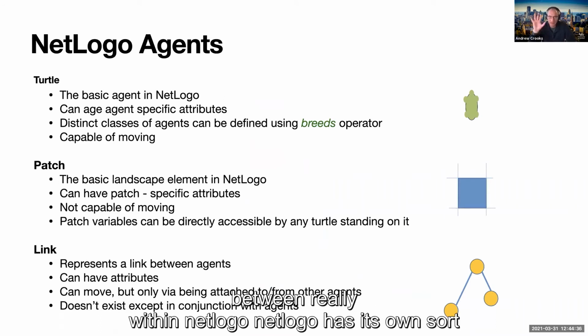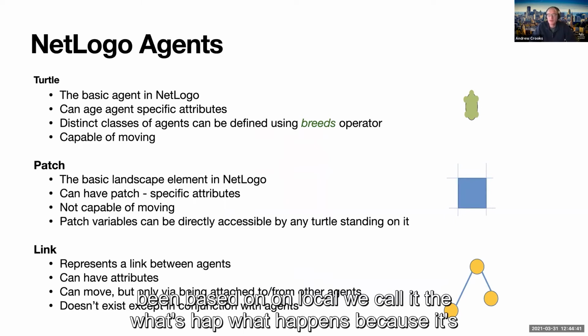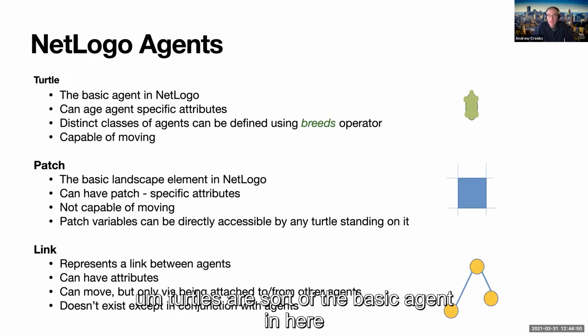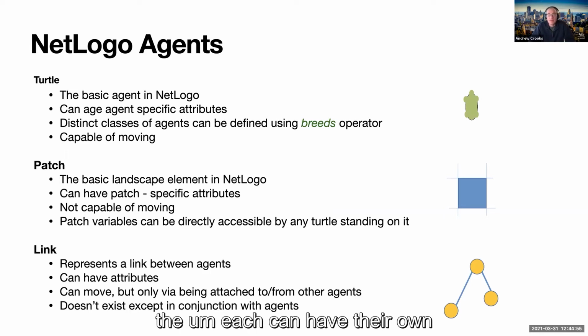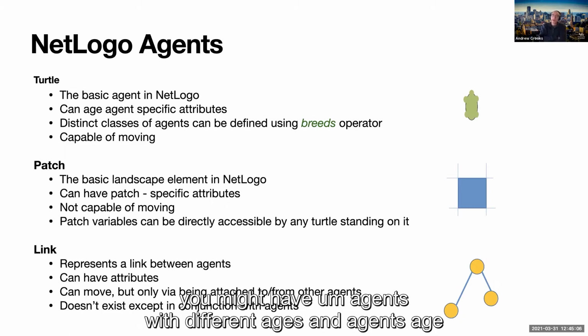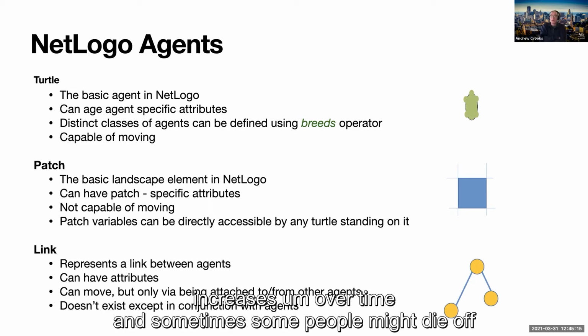NetLogo has its own specifics when it comes to what happens, because it's based on Logo. We call it, the agents are actually called turtles. Turtles are the basic agent in here. Each can have their own agent-specific attributes. So what that means is you might have agents with different ages, and age increases over time, and sometimes some people might die off or whatnot.